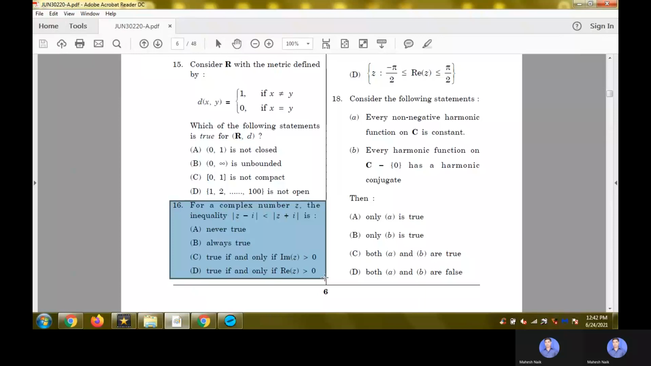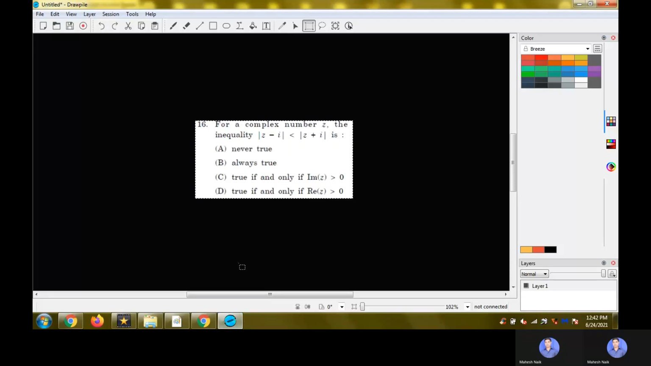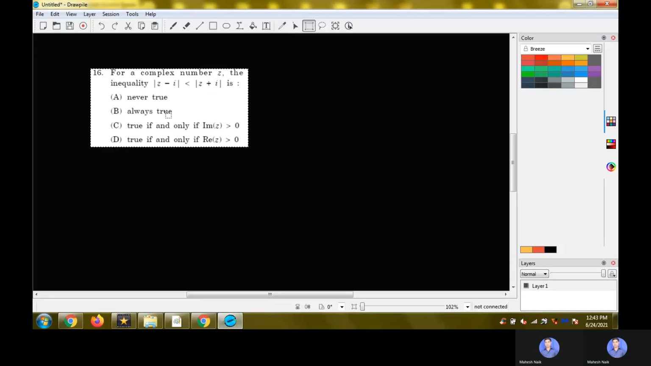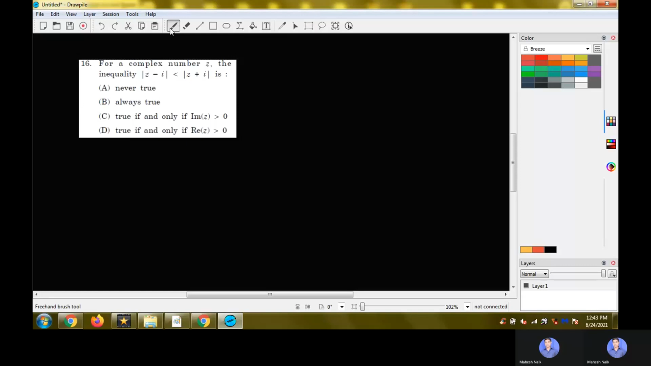So question number 16 is a question on complex numbers. It's an inequality which we need to analyze. So let's take this question in the workspace. Okay, so the question says for a complex number z, the inequality to be analyzed is mod of z minus i is lesser than mod of z plus i.